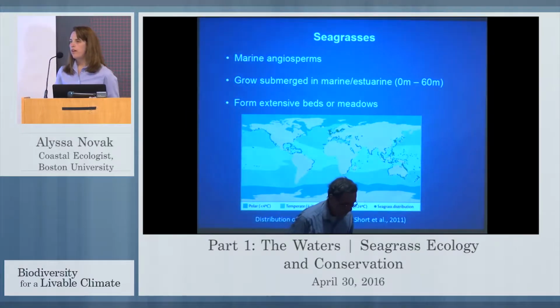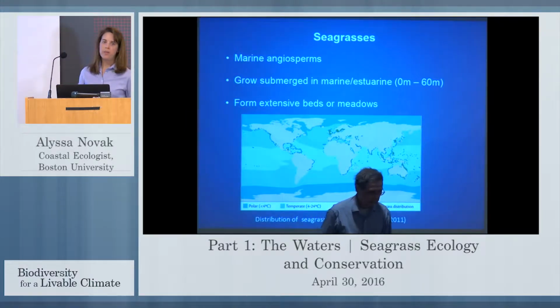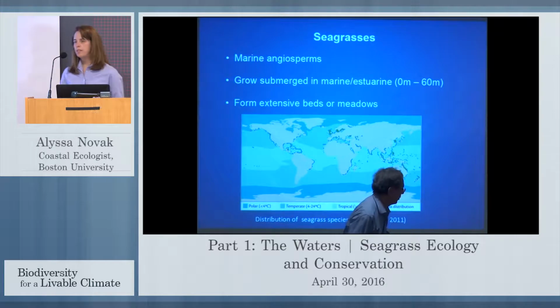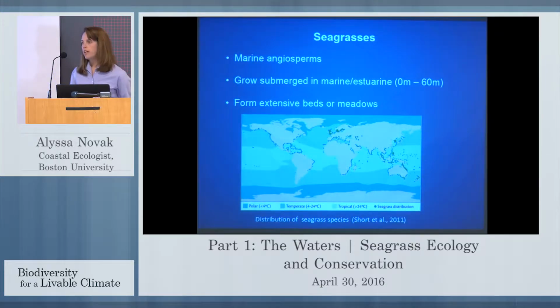So for those of you that aren't familiar with seagrasses, they are marine angiosperms, which means that they are flowering plants. And they grow submerged in marine and estuarine environments, and they grow from the intertidal zone to approximately 60 meters in depth in the clearest ocean waters. They form extensive beds or meadows, and these meadows can be found along every single continent except Antarctica. So here's a map showing you their global distribution. As you can see, they're found in polar, temperate, as well as tropical regions.